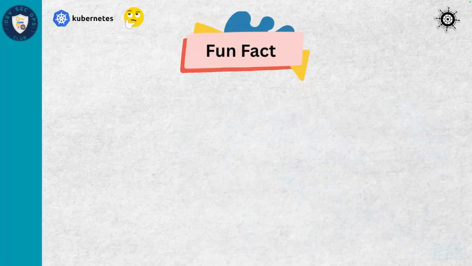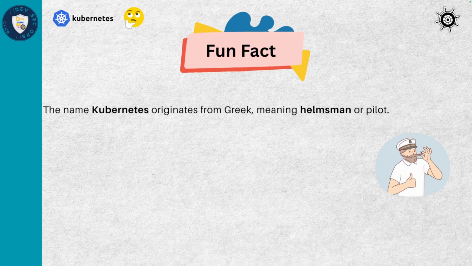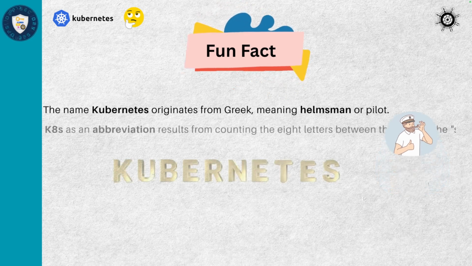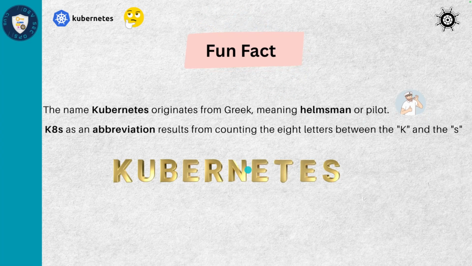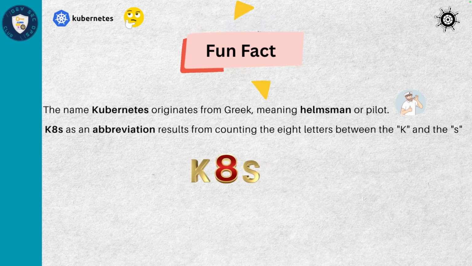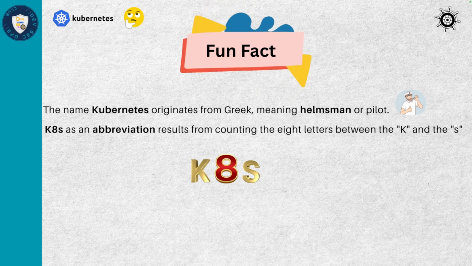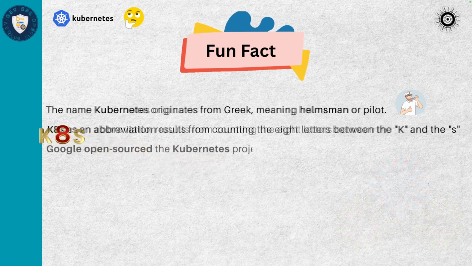There are some fun facts about Kubernetes. The first one is that the name Kubernetes originates from the Greek word meaning helmsman, or simply the pilot. And there is the abbreviation K8s: there are 8 letters between K and S, and that's how it becomes K8s. It's a very common practice. People also say "kates" instead of Kubernetes, but it completely depends on you. If somebody says "kates", understand they are referring to this thing.